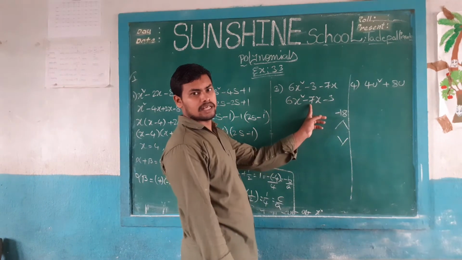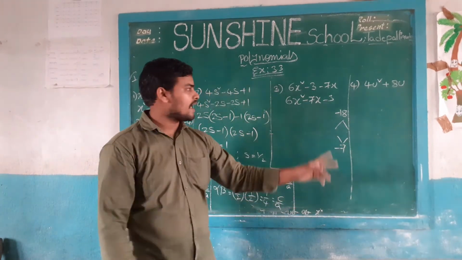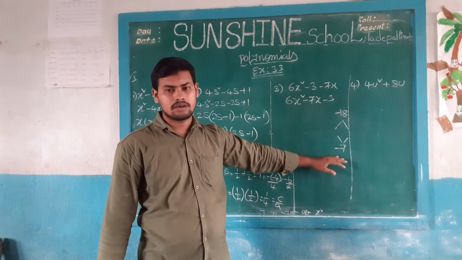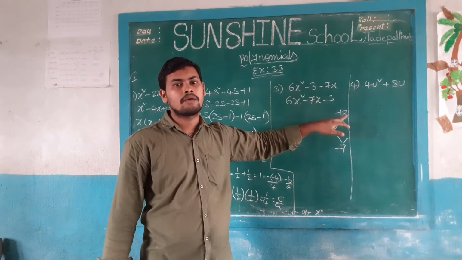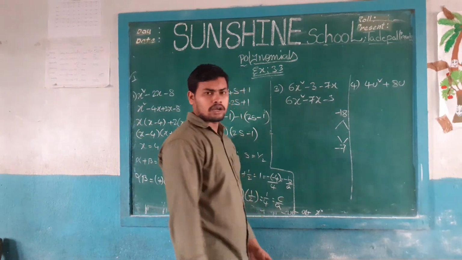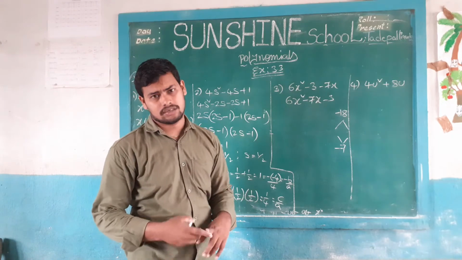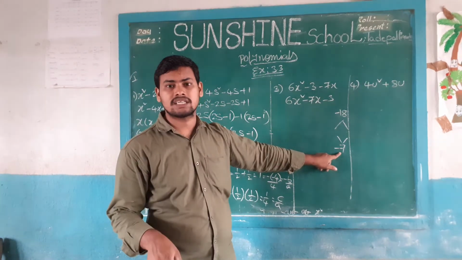What is the middle term? Nothing but coefficient of x, minus 7. So if we add two numbers, the result is minus 7. If we multiply those two numbers, the result is minus 18. So what are the two numbers? 6 3s are 18. Okay, nice. 6 plus 3, 9. 6 minus 3, 3.